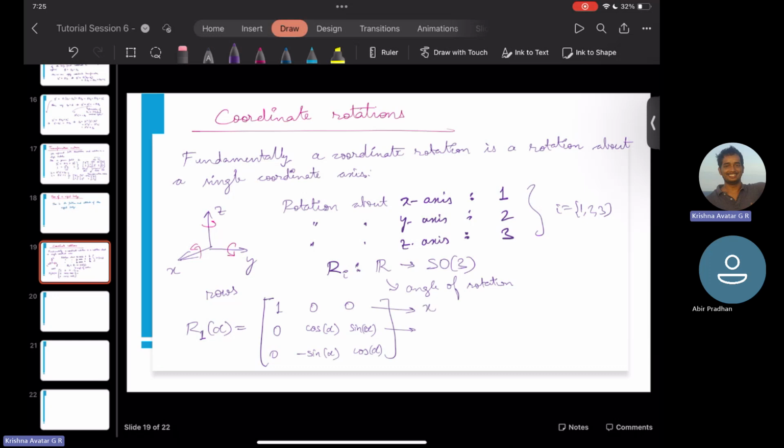So this is x prime with respect to the world coordinate system, this is y prime with respect to the world coordinate system, and this is z prime with respect to the world coordinate system. And this is what you will find as the representation.